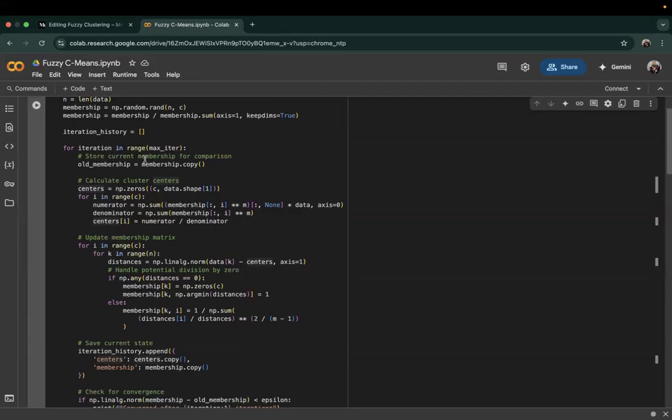After this, coming to the for loop. In the for loop, we track membership changes across iterations, and we even store the past membership values so that we can do the convergence check. Convergence is nothing but checking for epsilon, like if the values are less than a certain threshold. So that is convergence over here.